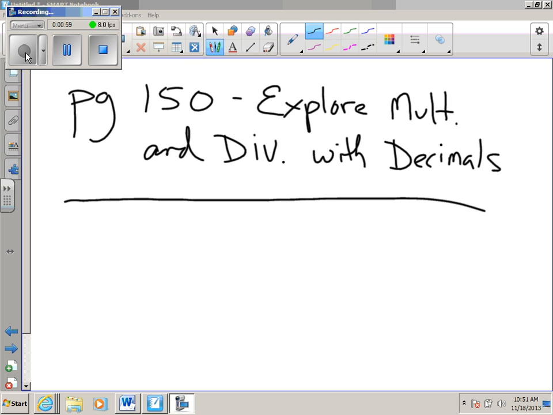And there are certain rules that go along with multiplying and dividing decimals, just like there were certain rules that went along with multiplying and dividing fractions. Okay, so it's a matter of us getting familiar with the basics of each. Okay, let's cover multiplying decimals first.